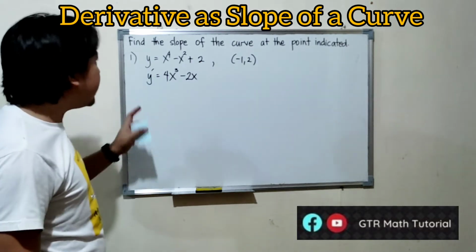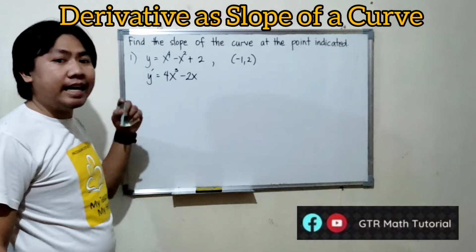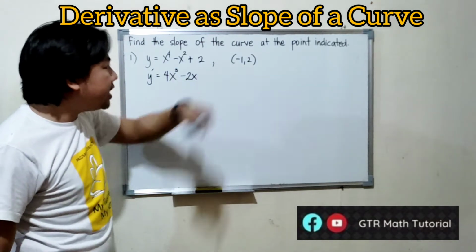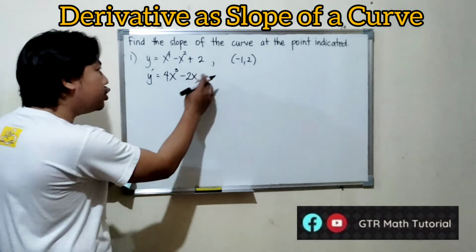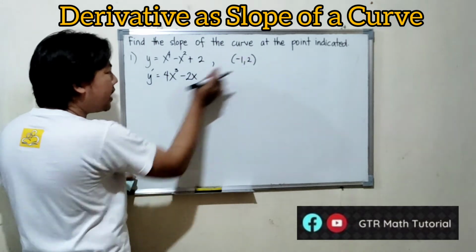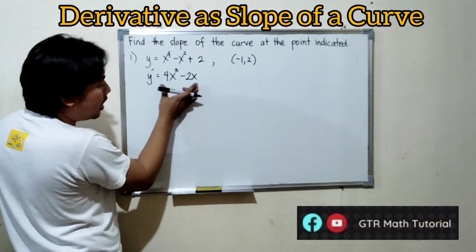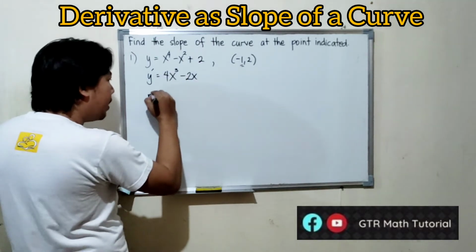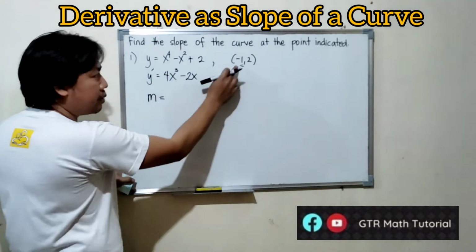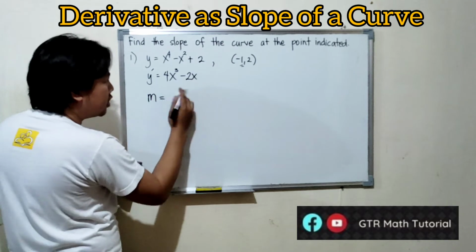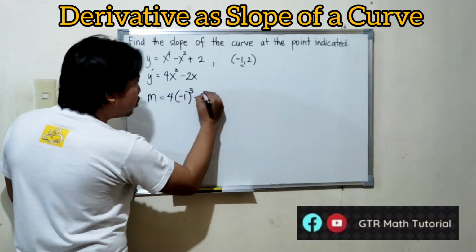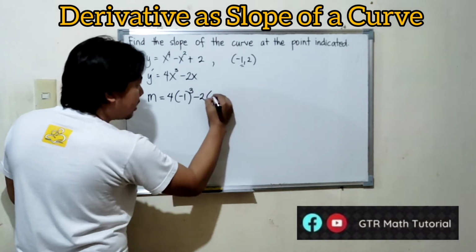According to the definition, the derivative of the function is the slope of the tangent line at the point of tangency, negative 1, 2. So just substitute the value of x, and since there is no y in the derivative, just substitute negative 1. Therefore, the slope is equal to, substituting negative 1 for x, 4 times negative 1 cubed minus 2 times negative 1.